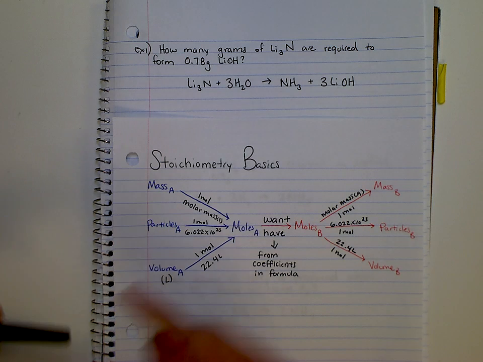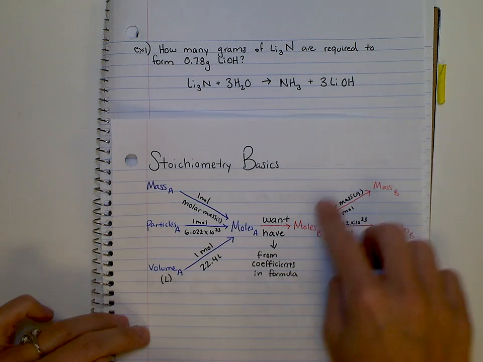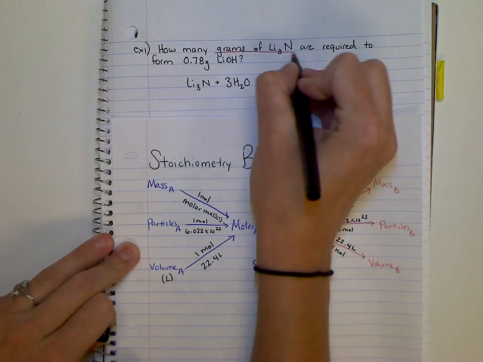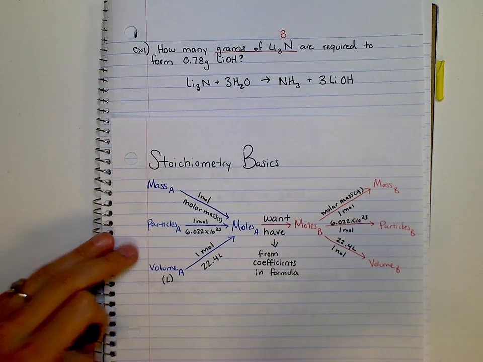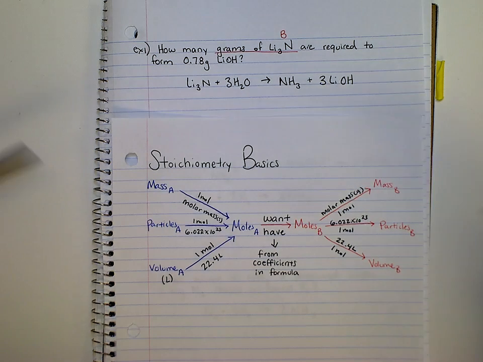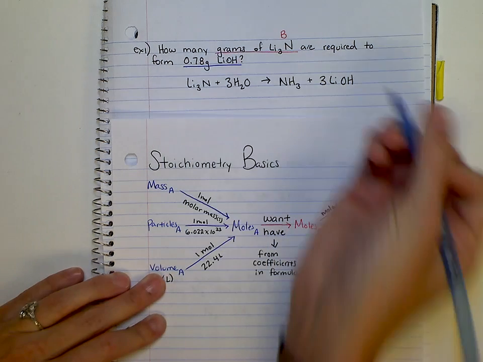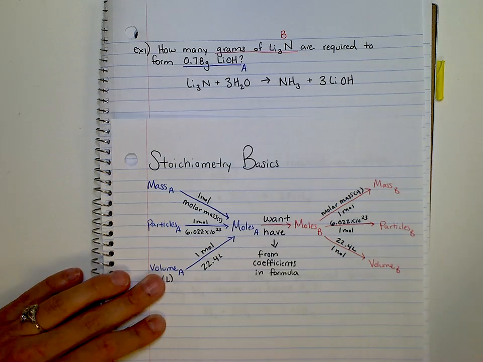So the question, let's see, how many grams of Li3N? That's what we're looking for, so that's going to be our B. So I'm going to underline that, grams of Li3N. I'm going to label that my B. This is what I want. Okay? What I'm starting with is my given. Okay, it's my grams of LiOH, and I'm going to label that my A.